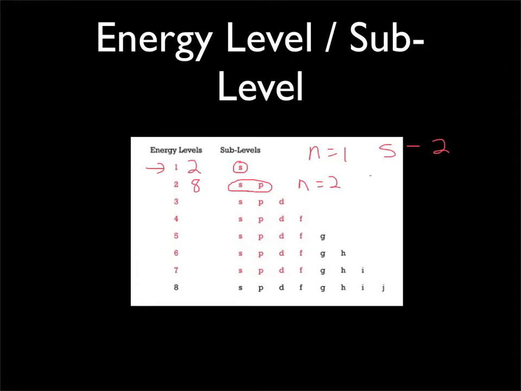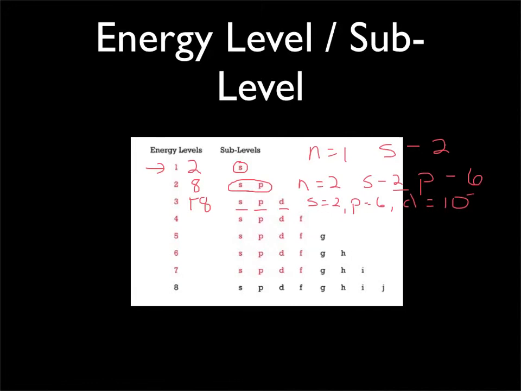So I've got an S, which can hold 2 electrons. I have a P sublevel, and a P sublevel can hold 6 electrons. 2 and 6 are the 8 that we had here. In the third level, we said you can have 18. Well, you've got S, P, and D. S can hold 2, P 6, and you can probably figure this out: D can hold 10.